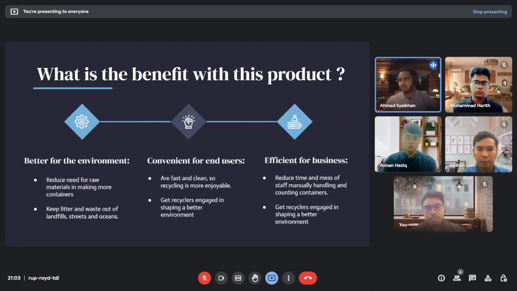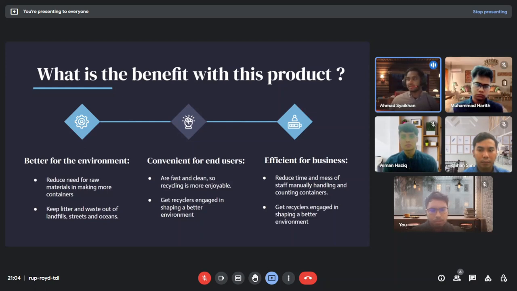Okay, so what is the benefit of this product? Of course, we are moving toward a better environment, which may help reduce the need for raw materials in making more containers. And also, we keep litter and waste out of landfills, streets and oceans. It may not be a big part of it, but we are one of the organizations moving into it. And moving on to convenience for the end users, fast and clean, so recycling is more enjoyable. These are what we encourage. And to get recyclers engaged in shaping a better environment, this is one of the importance of this project.